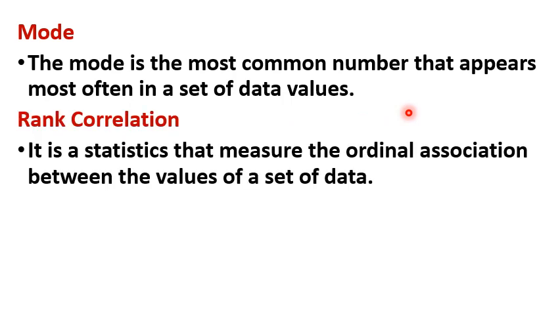Then rank correlation is the next one. It is a statistic that measures the ordinal association between the values of a set of data. So it measures or indicates the ordinal association between the values of a set or series of data.